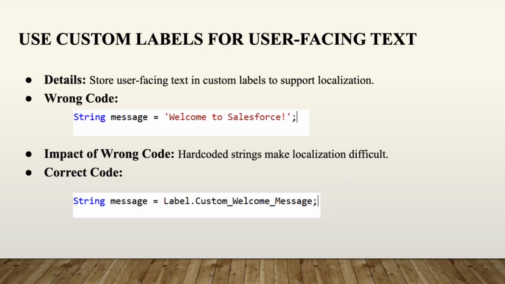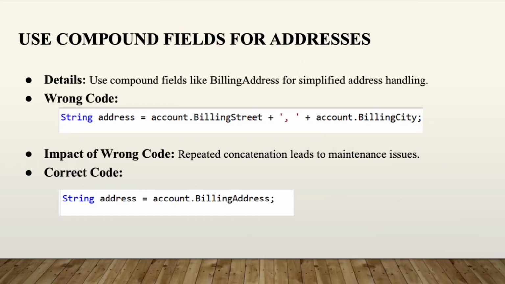Why specifically custom label for user-facing text? Whatever value is stored in the custom label can be localized. It means we can show it in different languages to the user. Like when a French user logs in, we can show it in French. Like that, we can change the localization of the custom label values. Next, use compound field for address.